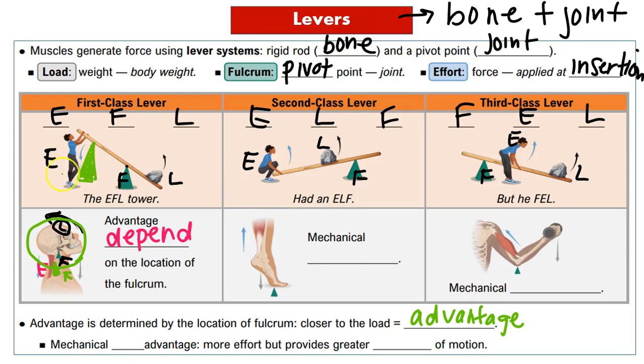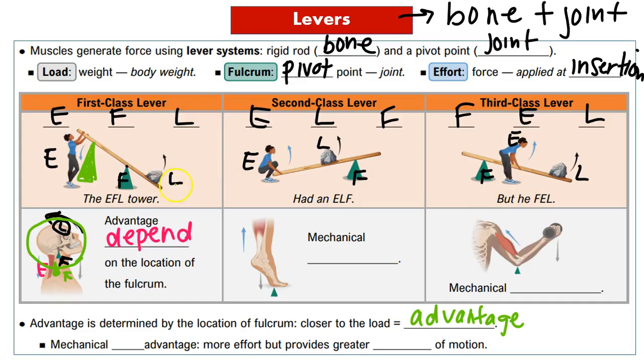So let's focus on E and F. Again, these were further away from one another, so we said that it was advantageous. But if we move that fulcrum closer to it, it'll be a disadvantage. Here, our effort and our fulcrum are further away, so advantageous. Here, our effort and our fulcrum are closer together, so disadvantage, right?